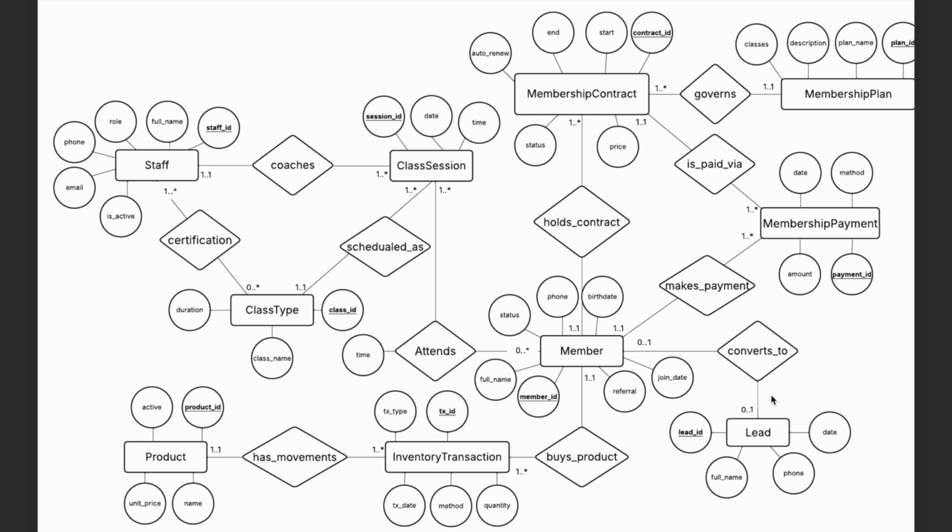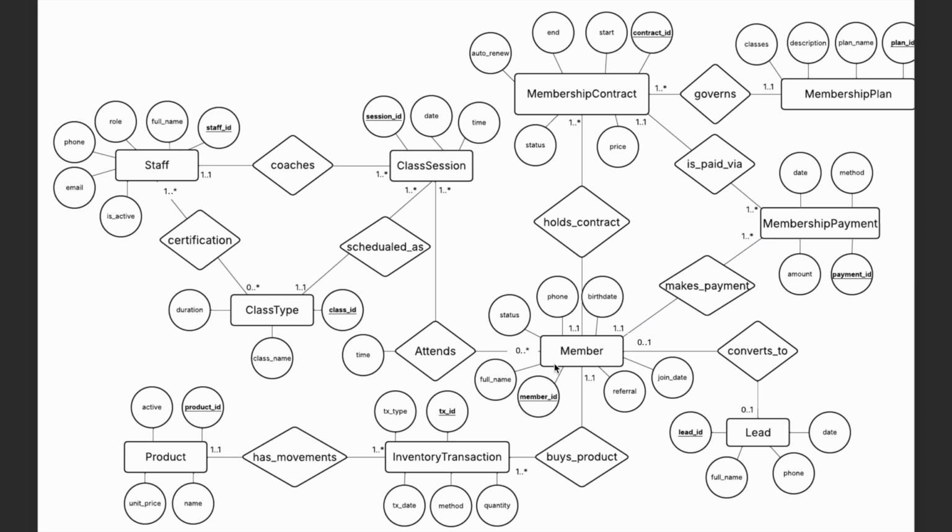Most of the entities are related to each other in a one to many way, so I didn't have to do a lot of relationship tables. I just did a couple for two many to many, which are, I believe, attends. The relationship attends is many to many from member to class session. A member can go to either one or many class sessions, and a class session can be formed by zero or many members.